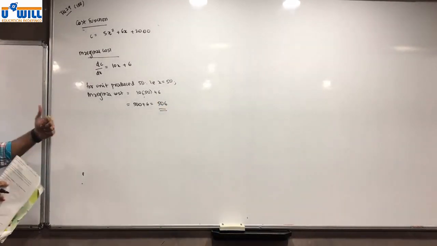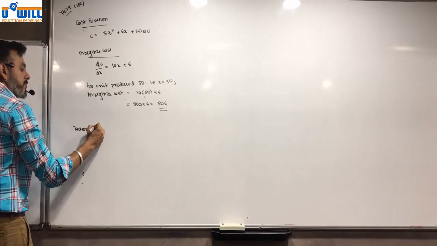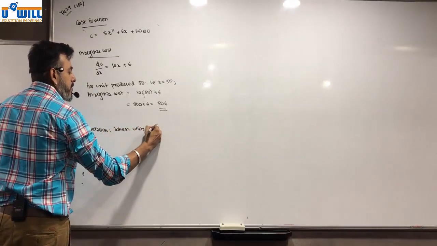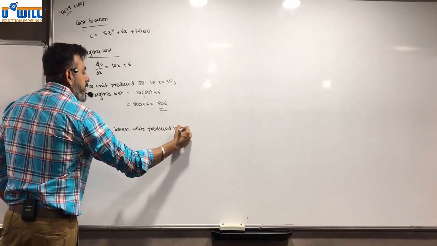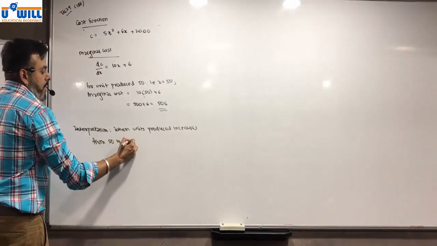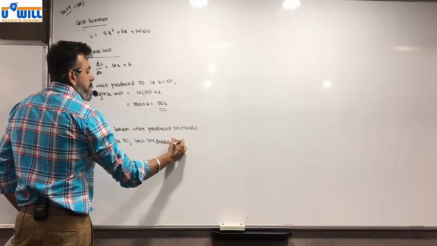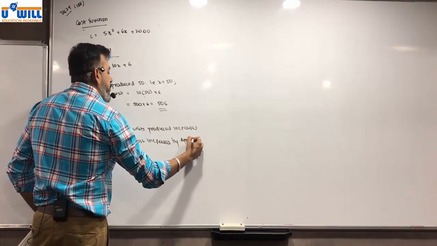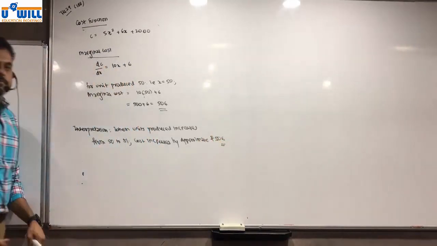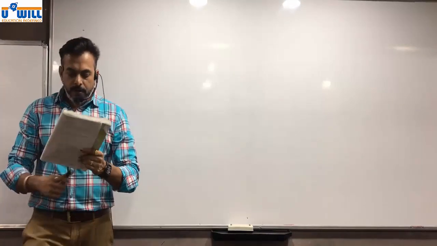Understood this? It means what? Interpretation: when units produced increase from 50 to 51, cost increases by approximately rupees 506. Write.